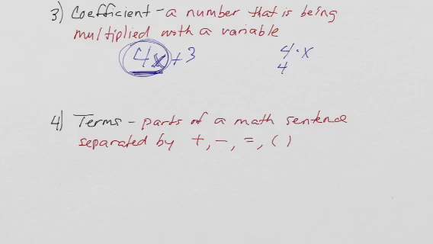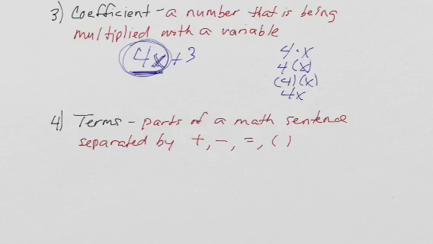I could write it as 4 with a parenthesis around the x. I could put parentheses around the 4 and the x. Or I could just squish them together with nothing in between at all. All of those things mean 4 times this missing number, whatever it is. All right? So again, that's coefficient. And this 3 back here, that's still a constant.